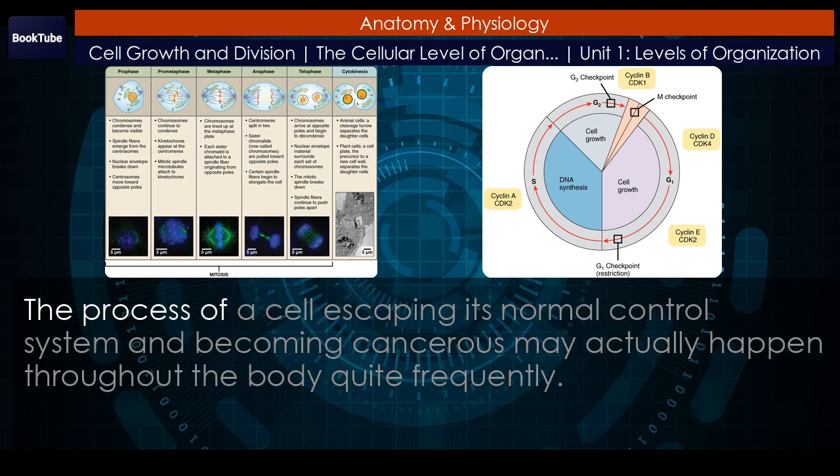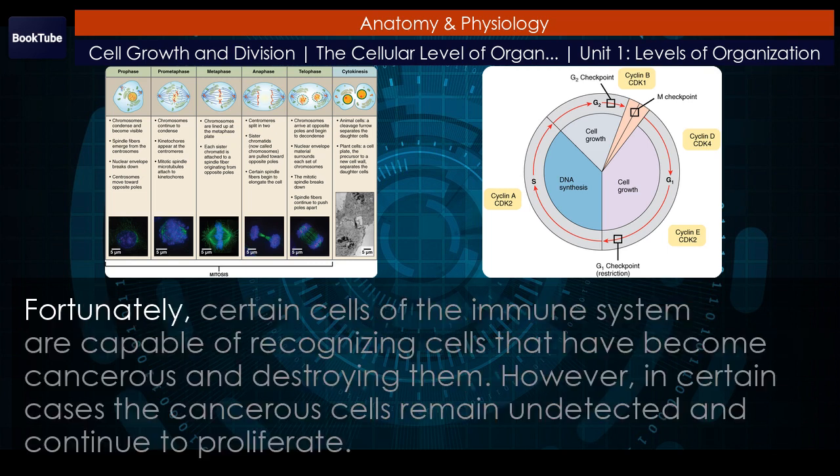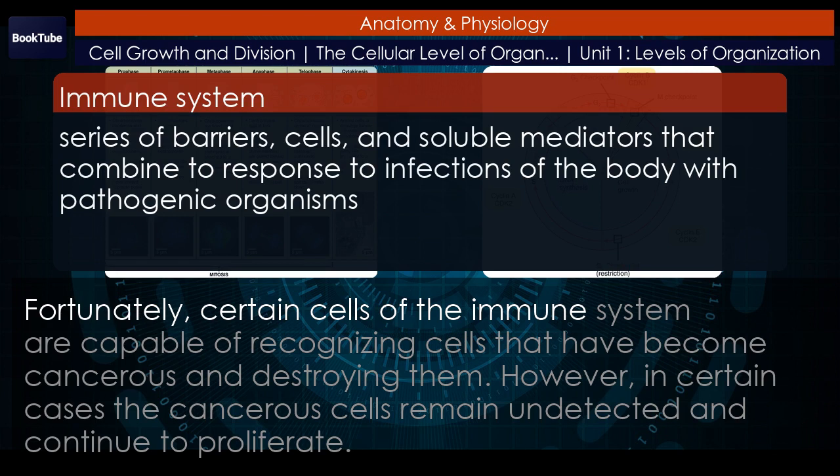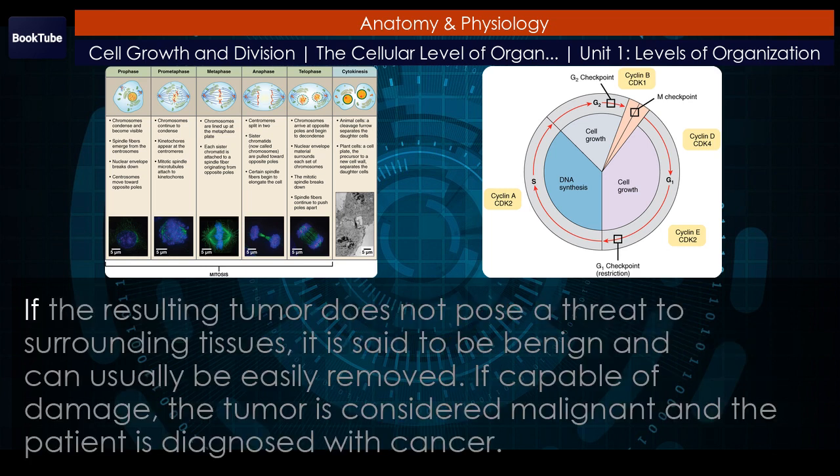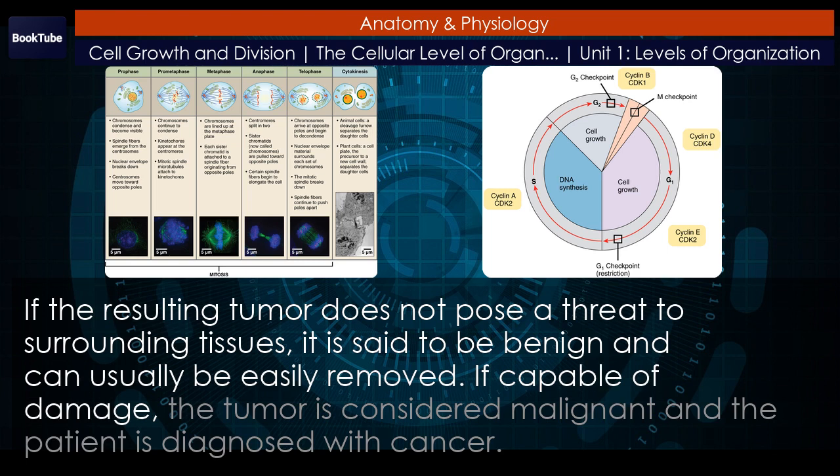The process of a cell escaping its normal control system and becoming cancerous may actually happen throughout the body quite frequently. Fortunately, certain cells of the immune system are capable of recognizing cells that have become cancerous and destroying them. However, in certain cases the cancerous cells remain undetected and continue to proliferate. If the resulting tumor does not pose a threat to surrounding tissues, it is said to be benign and can usually be easily removed. If capable of damage, the tumor is considered malignant and the patient is diagnosed with cancer.